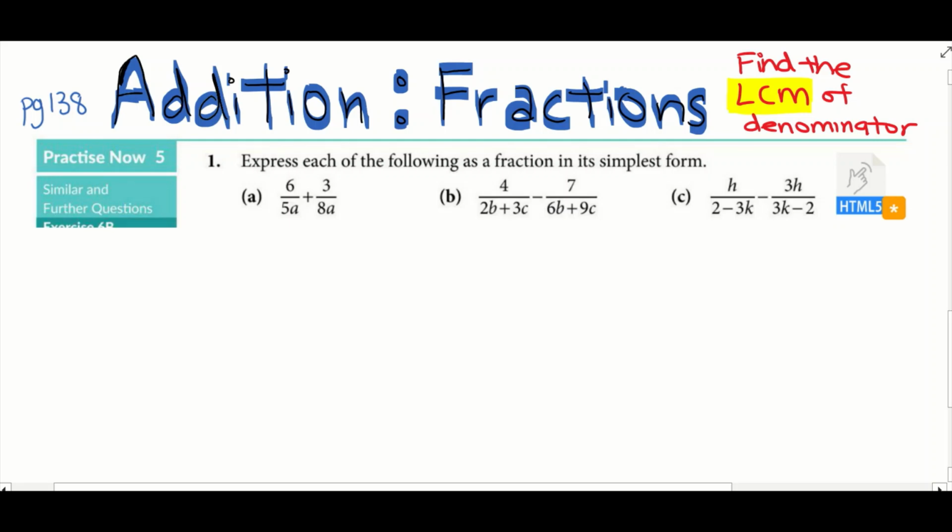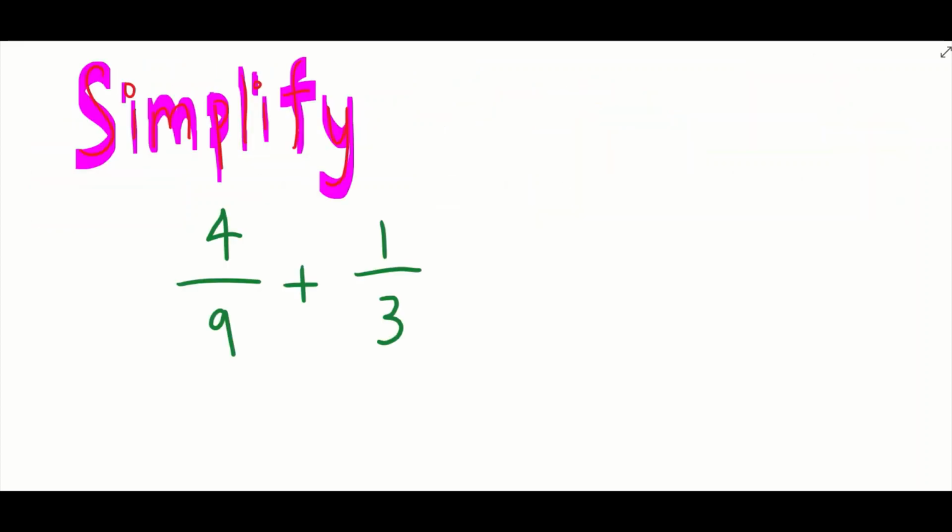So today we will go into addition of fractions for algebra. Let's start with a very simple example that you may have seen in primary school. I asked you to simplify 4 over 9 plus 1/3. Are you able to simplify?